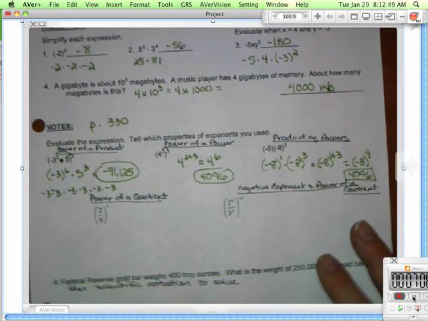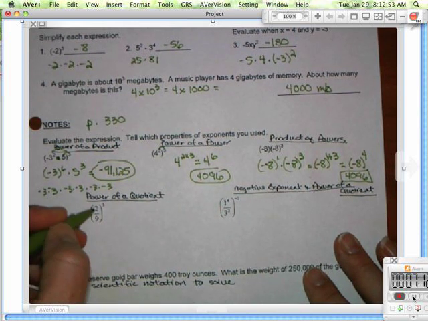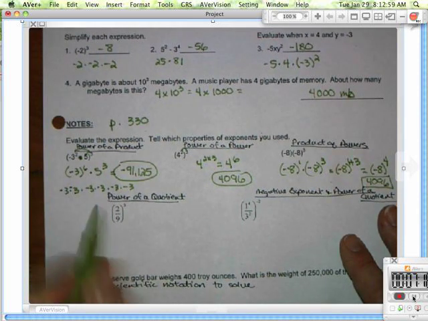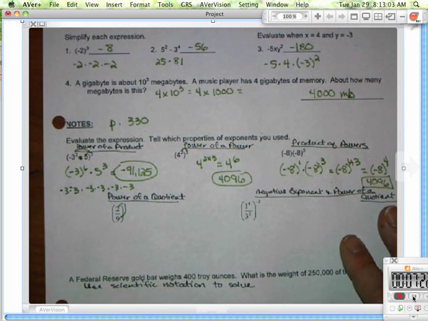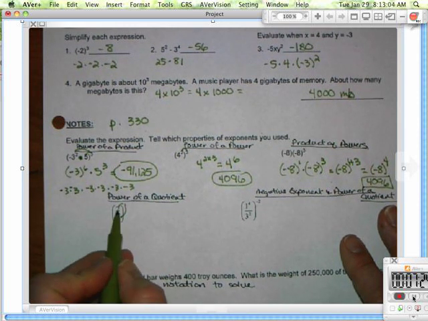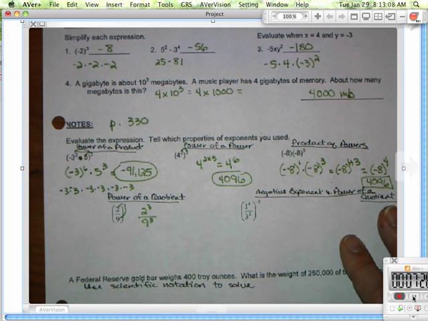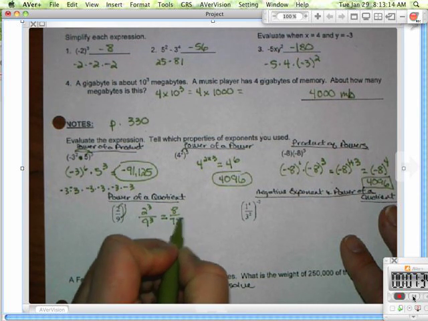Okay, power of a quotient. Remember, quotient means divide. So if we have a fraction inside parentheses and it's all raised to an exponent, what I would do is distribute that 3 to both the numerator and the denominator. So that means I have 2 to the 3rd over 9 to the 3rd. And when you multiply that out, you have 8 over 729.